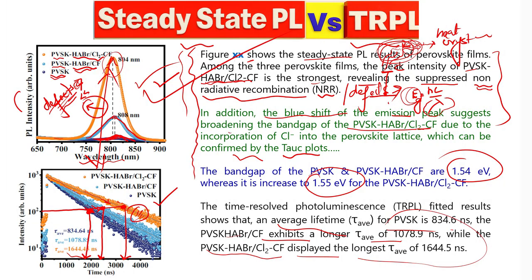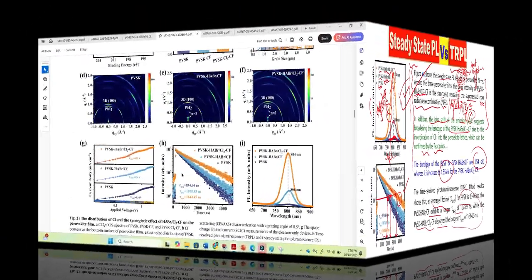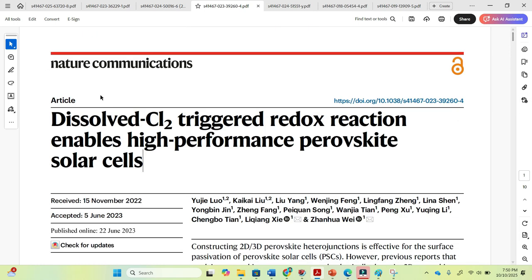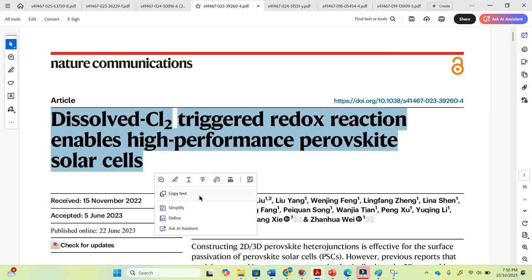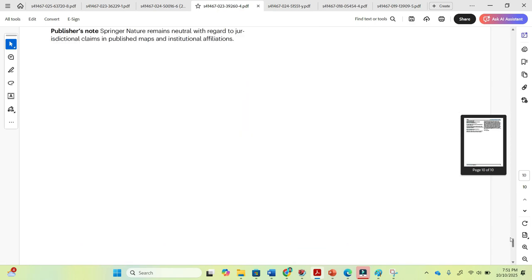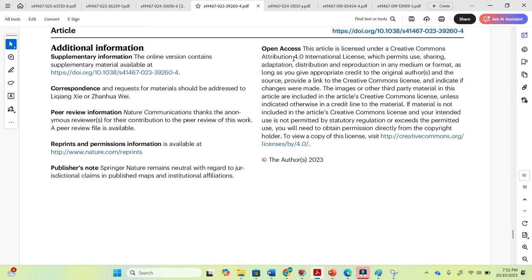I took this data from an important paper. These are the graphs I took from the paper, and this paper is published in Nature Communications, with this title, by Lu in 2023, under the Creative Commons 4.0 license, and this is the link to the license.